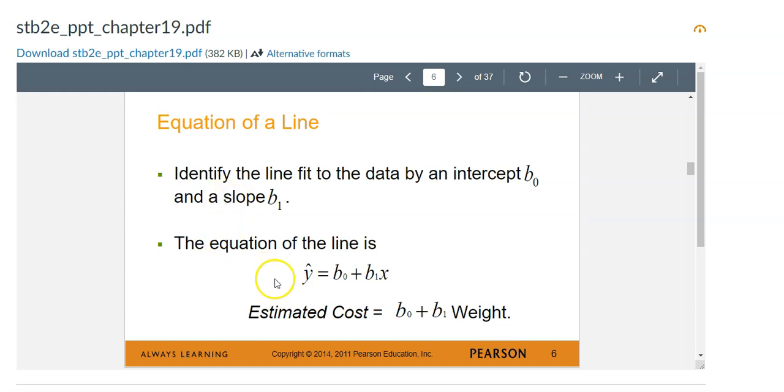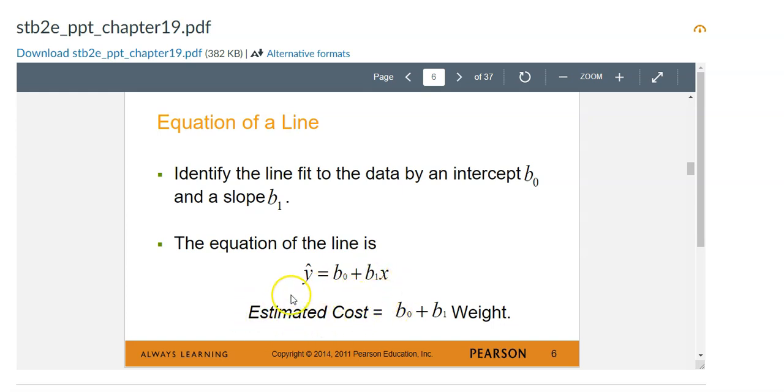Equation of a line. So this is the equation of the regression line that we fit, and it identifies the line fit to the data by an intercept, which we show with b0 or beta 0, and a slope, b1 or beta 1. The equation of the line is y hat equals the intercept plus the slope b1 times x. x is your independent variable or the explanatory variable. And these two equations are actually exactly the same thing. We're just writing the interpretation here.